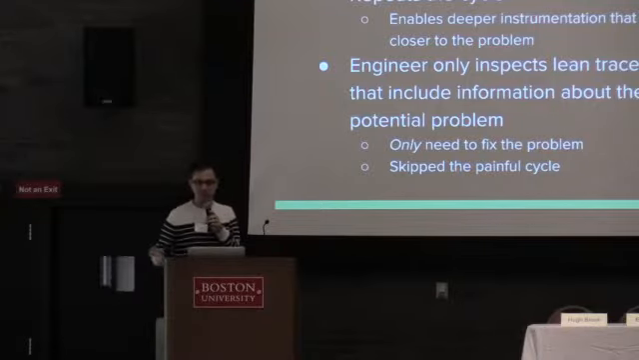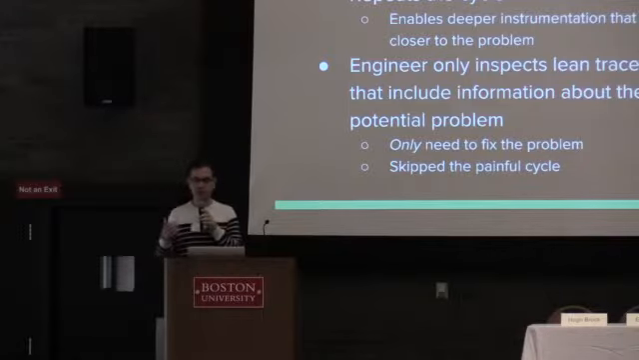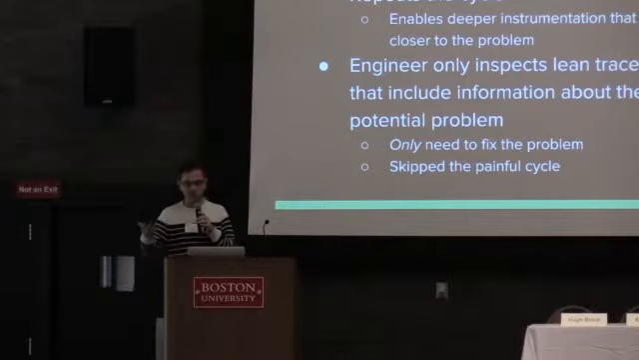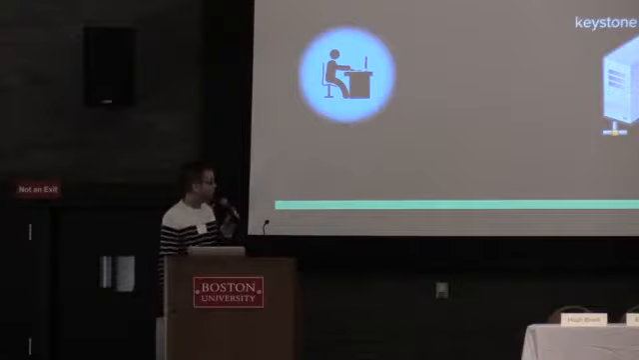And then Pythia repeats the cycle to enable more and more granular instrumentation while disabling unnecessary instrumentation. And the engineer only inspects these lean traces that we get at the end that include information about the potential problem, and then they only need to fix the problem. So the part that is painful, to recompile the whole system, include more trace points, and then get more data, is skipped.